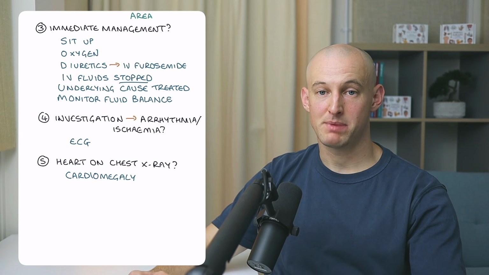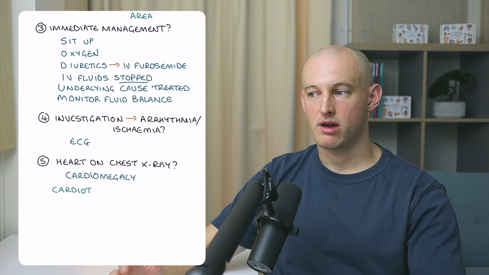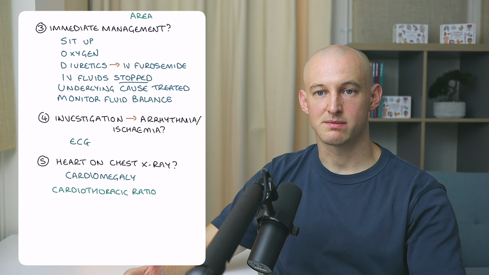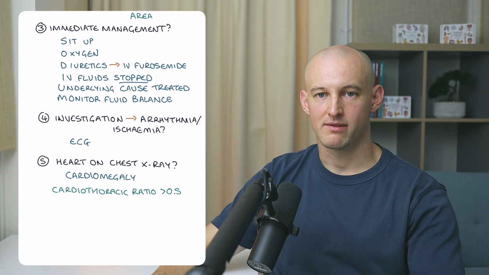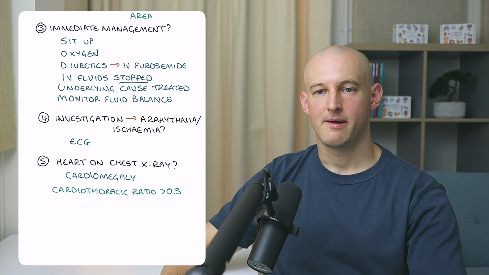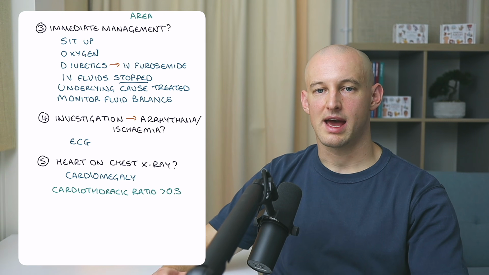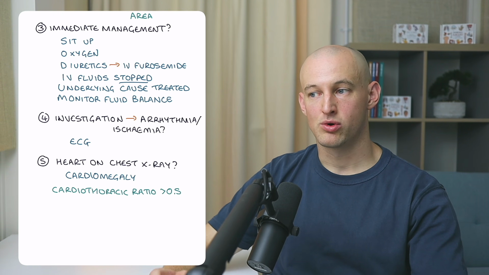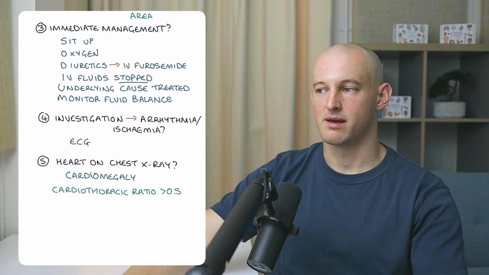Cardiomegaly, or a big heart. And you can assess this by the cardiothoracic ratio. And if it's more than 0.5, that suggests cardiomegaly. The way to assess this is you take the widest part of the heart and you take the diameter of the lung fields. And if the widest part of the heart is more than half the diameter of the lung fields, that's cardiomegaly. Okay, on to the next case.